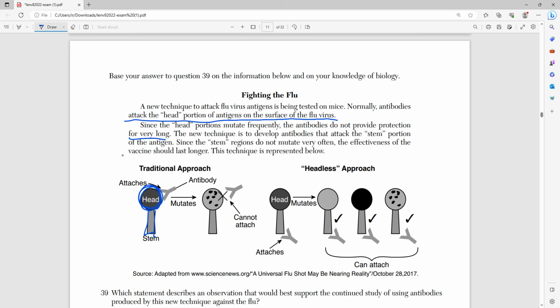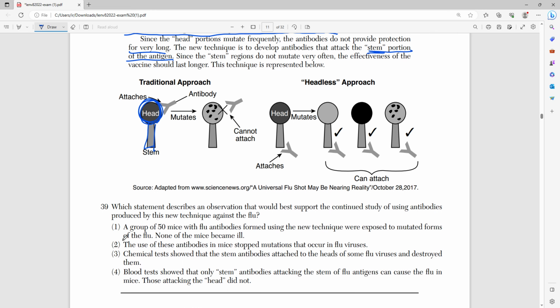This new technique develops antibodies to attack the stem portion of the antigen. Since the stem regions do not mutate very often, the effectiveness of the vaccine should last longer. The technique is represented below, right? So let's just see what's happening here.